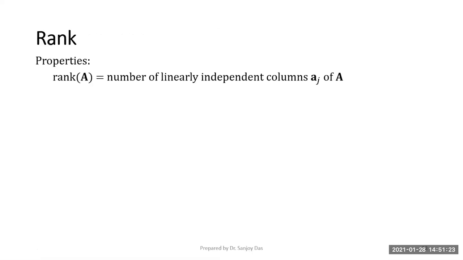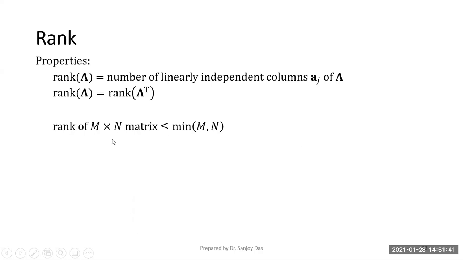Okay. Rank. Rank is the number of linearly independent columns Aj of A. Rank of A is the same as the rank of A transpose. These are properties of rank. Rank of an M by N matrix is less than or equal to the minimum of M and N. Okay.